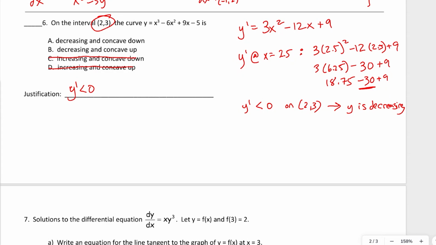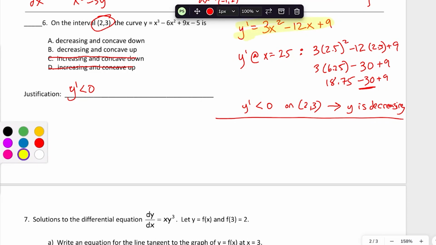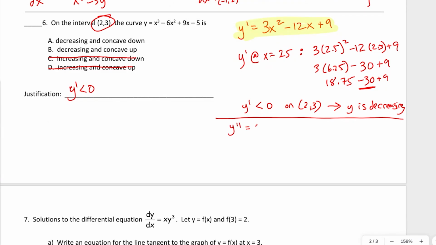And so now let's check the concavity. We can do that with the second derivative. We found the first derivative up here, and we're going to differentiate that again. So y double prime would be 6x minus 12. And I want to know what's going on at 2.5. So if I plug 2.5 into here, I'm going to find y double prime at that x value. And you don't have to pick 2.5. Just pick any number between 2 and 3 and it will do.